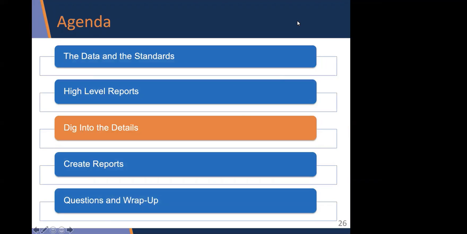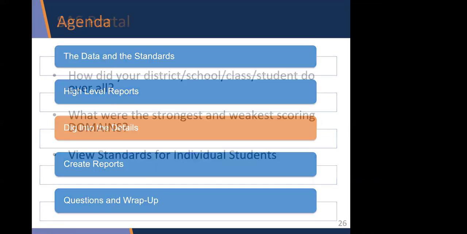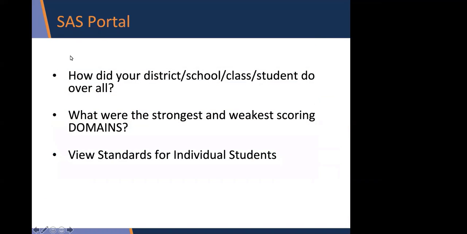Then these are some reports that you look at, dig into the detail. After we look at these reports, I'm going to show you how you can use them for instruction. But right now I'm just going to show them to you and explain them, how to read them a little bit. So on the portal, you can see how your district or your school class or your students do overall on the test. And you can see what were the strongest or weakest domains. And you can see standards for individual students.